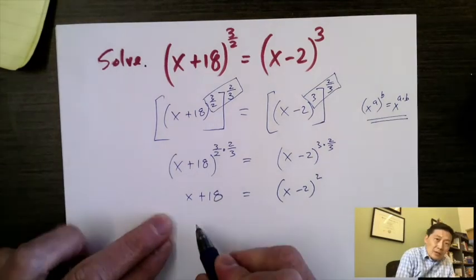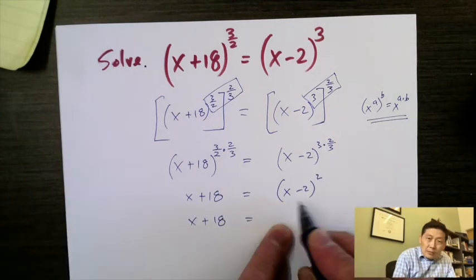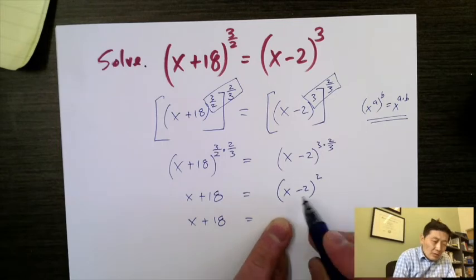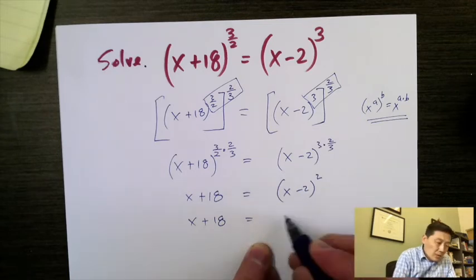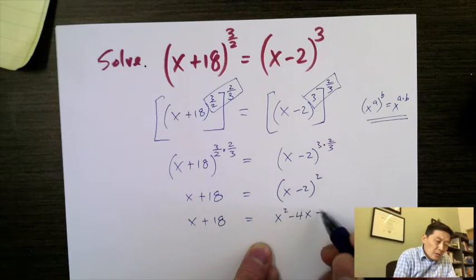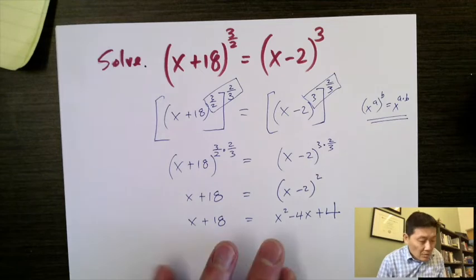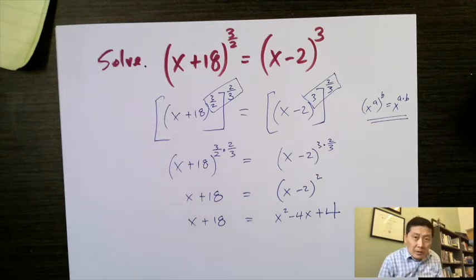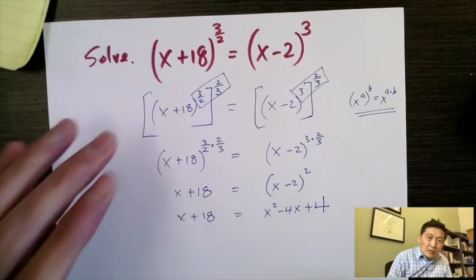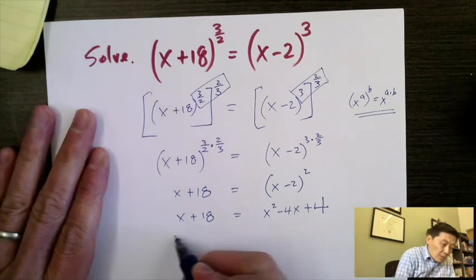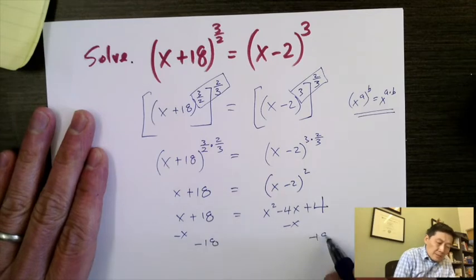On this side, the left side, nothing has changed, so I'm going to keep it the same. But on the other side, I'm going to do a binomial expansion, right? a minus b squared is equal to a squared minus 2ab plus b squared. So we end up with x squared minus 4x plus 4. Now, as you can see, we've got an x squared here, and this is a polynomial. So I can move everything onto the right side and set it equal to 0. So I will subtract x on both sides, and subtract 18 on both sides.